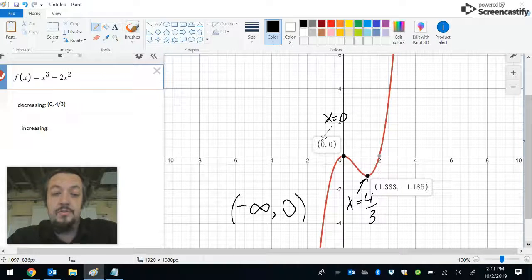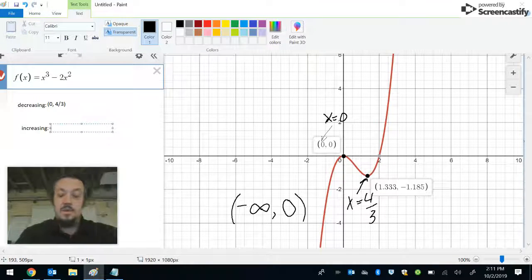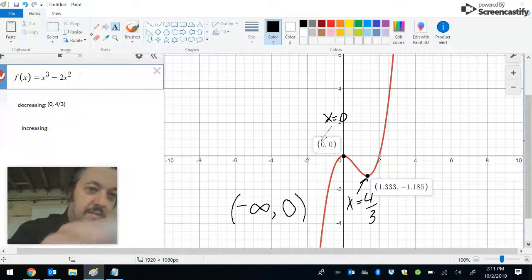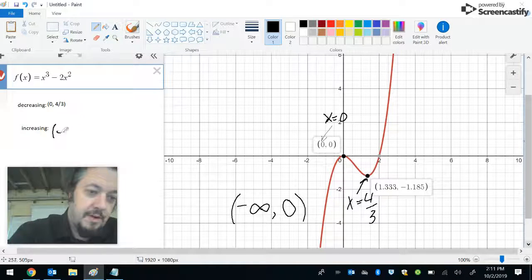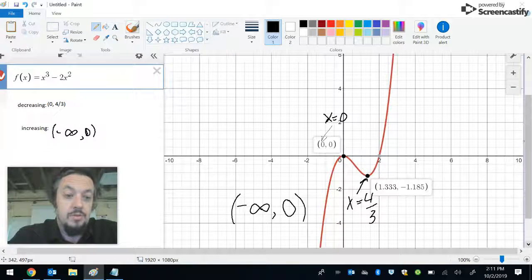There's our increasing interval. I'll go ahead and jot that down over here if I can get the tools working right. So it's increasing from negative infinity to 0. Well, I'm just going to draw it in with my pen. There we go, negative infinity to 0. It's a little sloppy compared to the font, but at least I can get the actual symbols here.